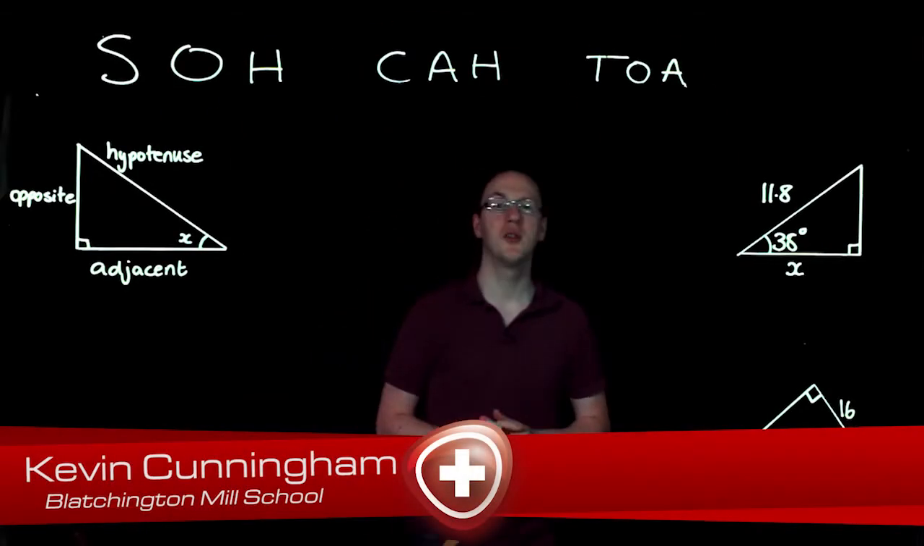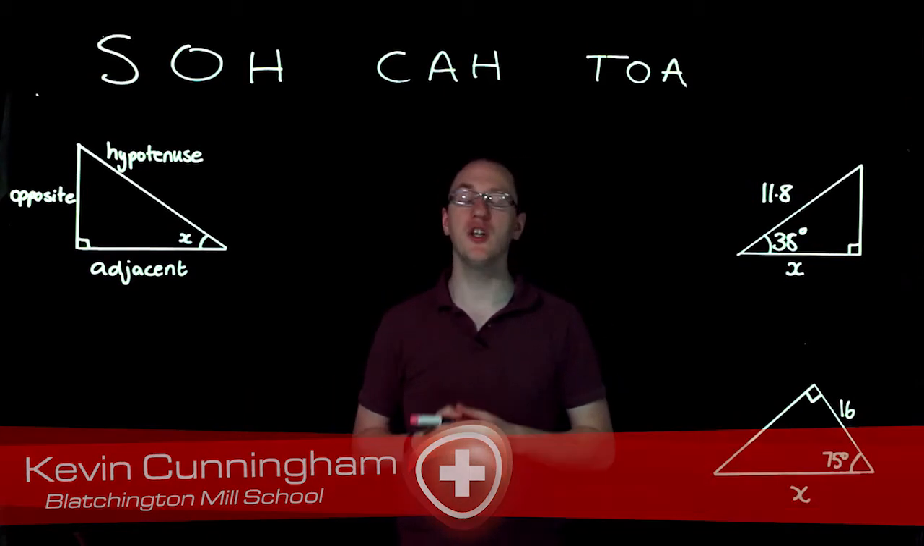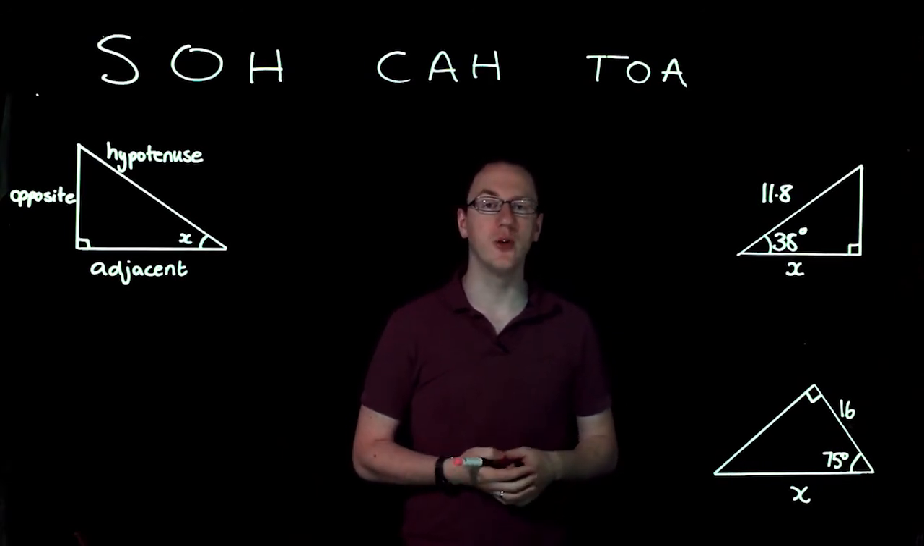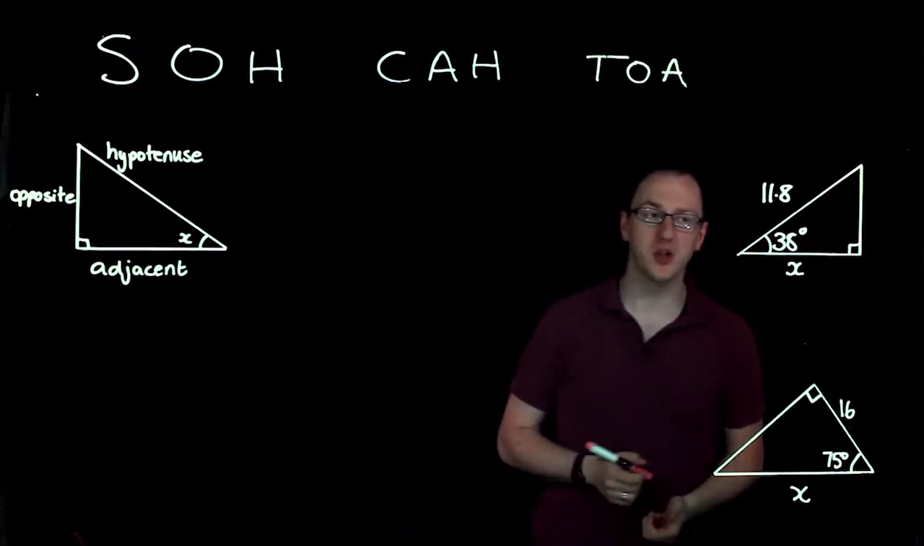We're going to use trigonometry to be able to find an unknown side. So the first thing we're going to need to do is to label our sides so that we can decide which of the trigonometric relationships or ratios we're going to use. So here's my first triangle.